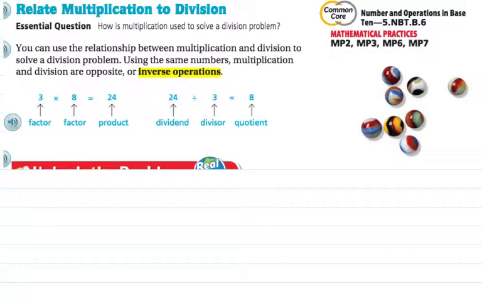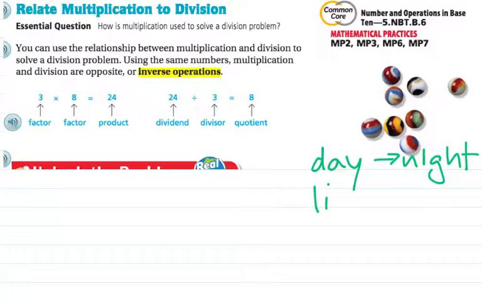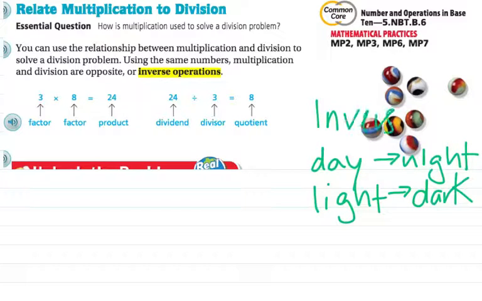And some of the examples that I want to go into to help you understand the word inverse: if we think about the inverse of day, we would think that would be night. The inverse of light would be dark. And these are just some examples of inverse relationships, or opposite ones.